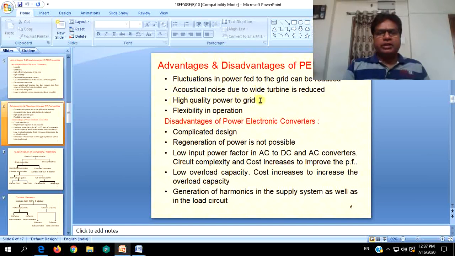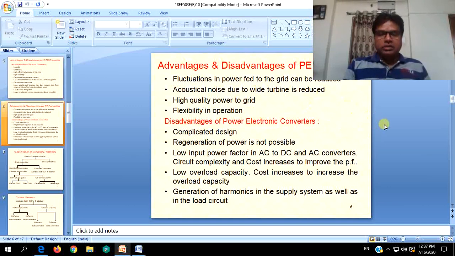Quality of power fed to the grid from power electronic converting equipment due to other installations like renewable energy sources, so solar and hybrid solar and wind, they can be fed to the grid without any compromise. High quality power can be fed. Flexibility in operation, that is, you can change their operation according to the load requirement, their turn on turn off times, their response times, and also most importantly, those circuits can be designed to operate in both the directions, which are called dual converters.